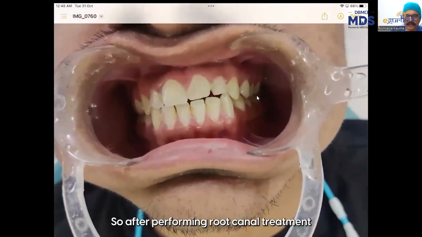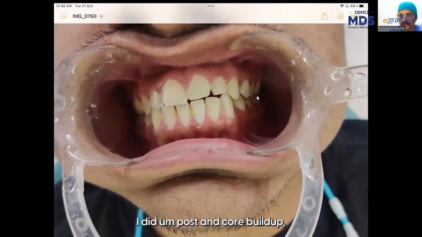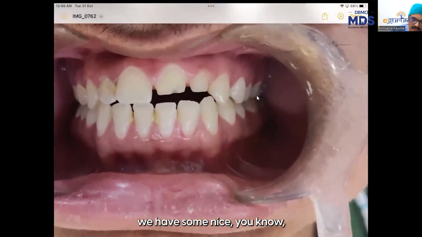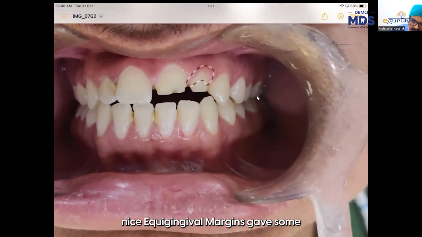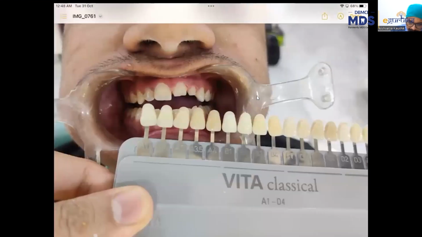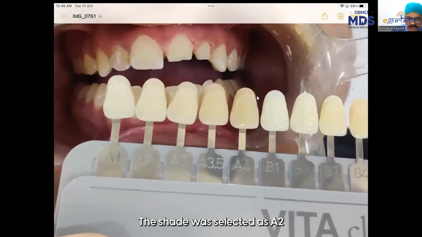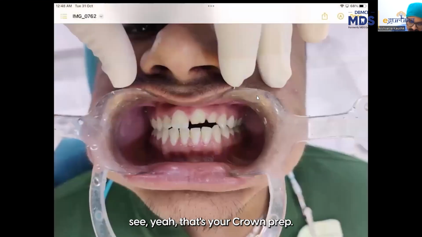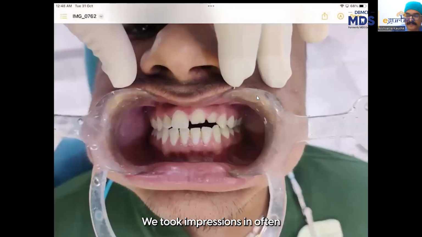So after performing root canal treatment, I did the post and core buildup. Then we did the crown preps. You can see here we have some nice equigingival margins, and we gave some nice taper to the tooth. Then we did our shade selection. The shade was selected as A2, and then we went for PFZ crowns. What is PFZ? Porcelain fused to zirconia crowns, guys. That's your crown prep. We took impressions in Affinis light body and putty.